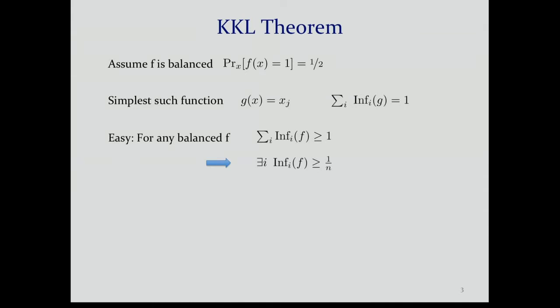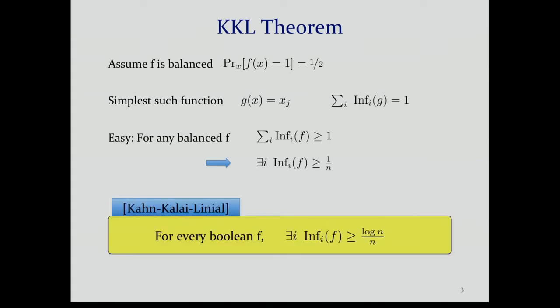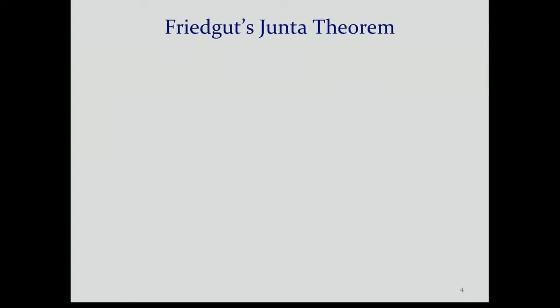n. But the KKL linear theorem says that something even stronger is true: for any Boolean balanced function, there exists a coordinate such that the influence is at least log n over n. It might seem like a small improvement over 1 over n, but it's very significant in all the applications of this theorem. The second theorem we are going to study is Friedgut's Junta theorem.